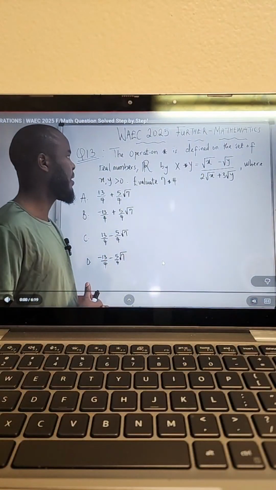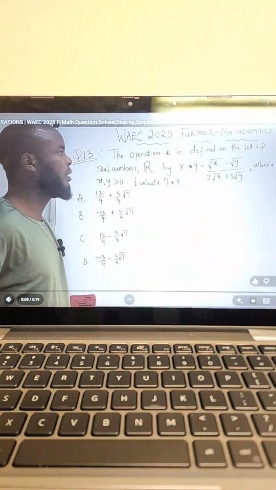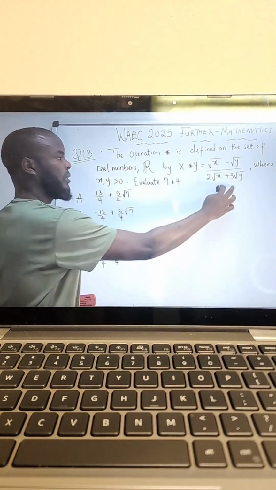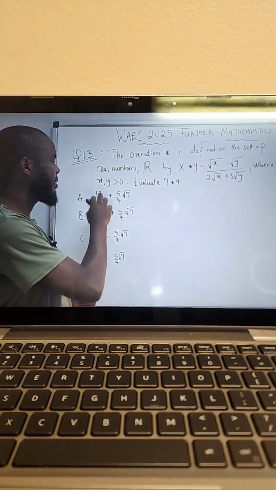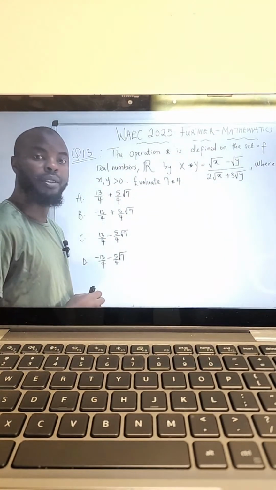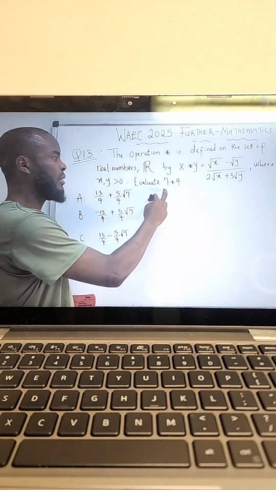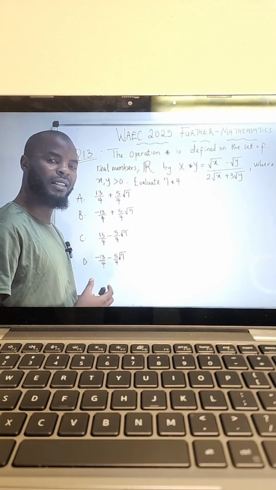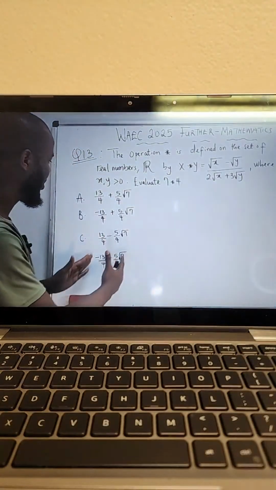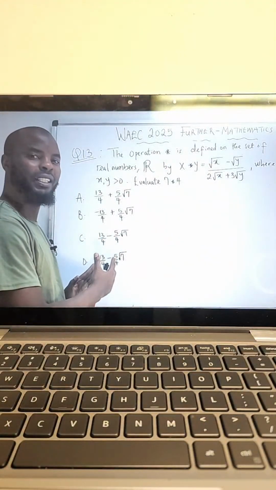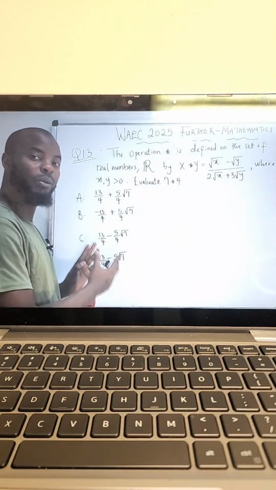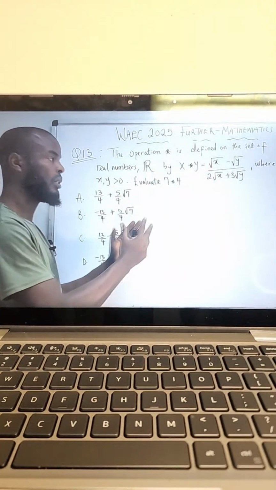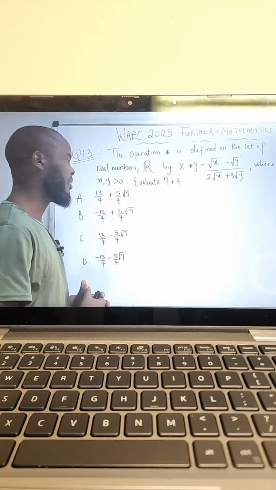Question 13. It says the operation star is defined on the set of real numbers R by x operation y, defined as this, where x, y is positive. Evaluate 7 operation 4. This is very easy. And I would say this is a standard question. Why? Look at the options. They look so tempting. They look almost alike. So you can't just guess and pick any answer from this. You have to simplify to get the exact answer. This is a standard question.